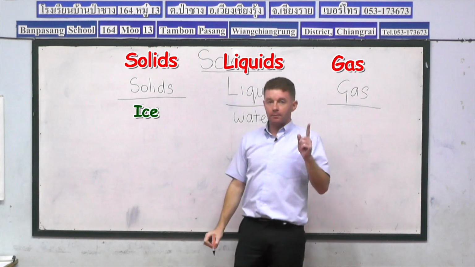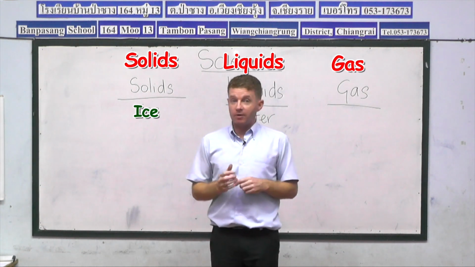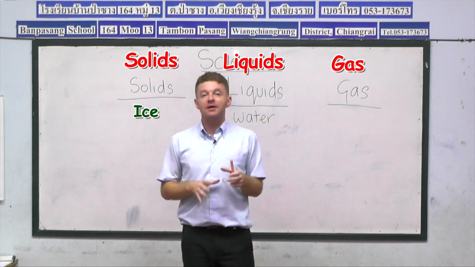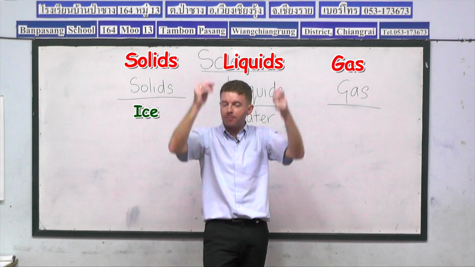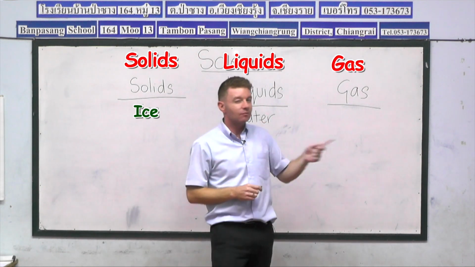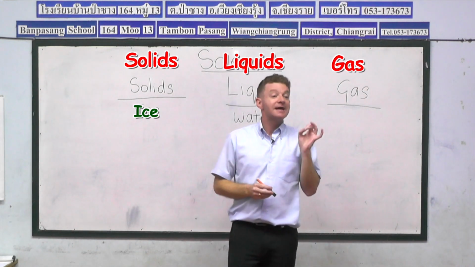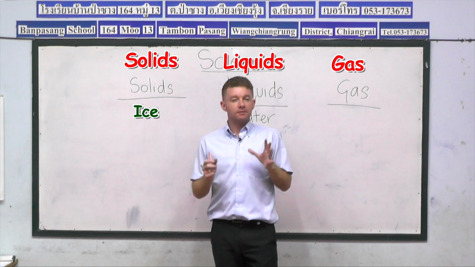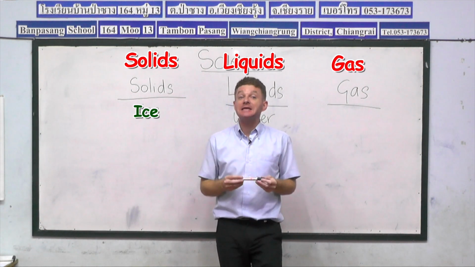I-C-E. But then, if we have water and we go the other way, we don't freeze the water, we heat it, such as in a kettle. When we see all that vapor escaping from the kettle, it's a type of gas. Now, does anybody know the name of the gas? Not oxygen. Steam. Yes. When water heats, it produces steam.